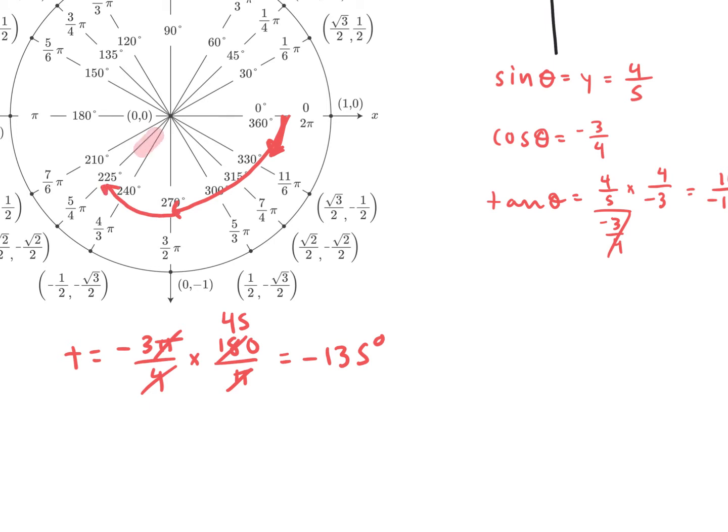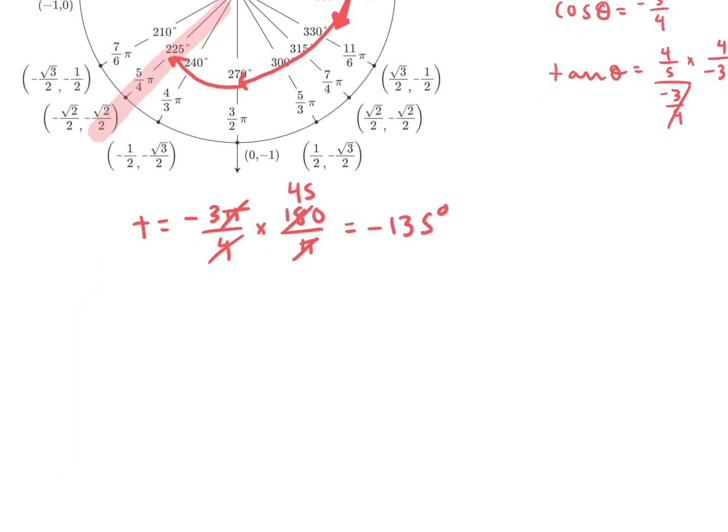So another way we can do this would be if I found the positive coterminal angle. So if I had negative 3 pi over 4, how do I find a positive coterminal angle? You don't multiply by 180 over pi, that's to convert it. A coterminal angle has the same initial and terminal side, so you add 2 pi.